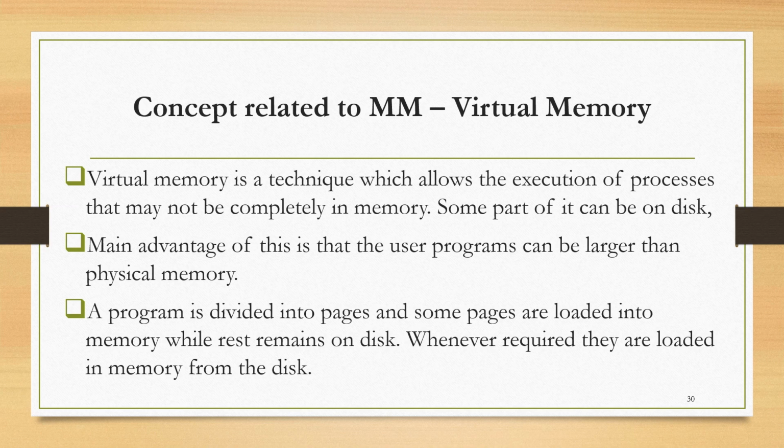This is swapping. And swap out means something is removed from the main memory and put back to the hard disk. This type of arrangement is done when you have a big program but the memory is smaller. This is the concept of virtual memory. The main advantage is that programs can be larger than the physical memory. A program is divided into pages. Some pages are loaded into memory while the rest remain on disk. Whenever required, they are loaded from the disk into memory.